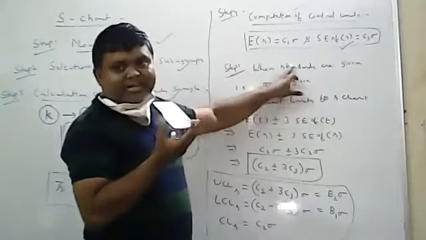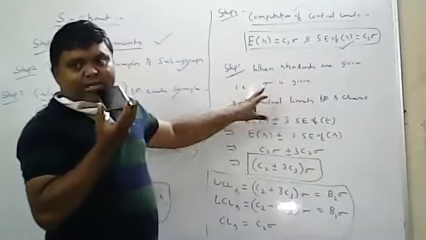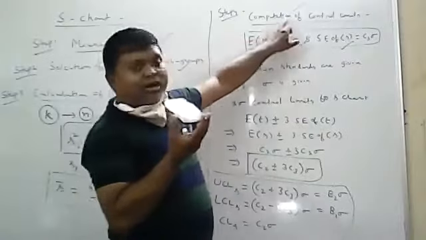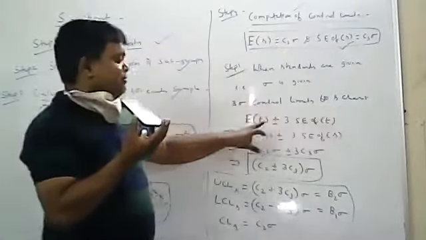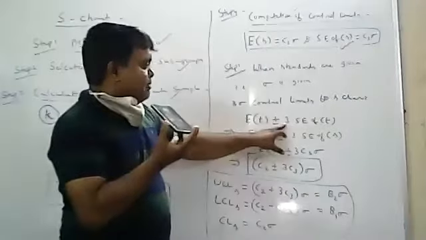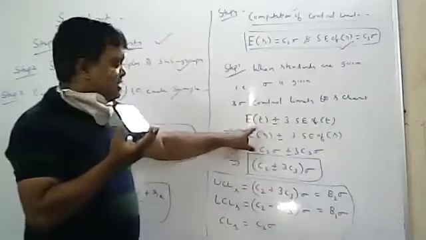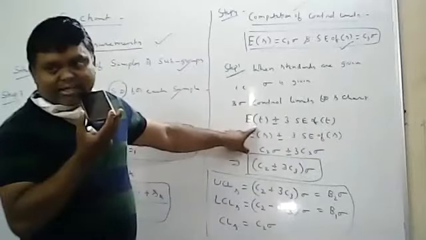Sigma value is given. Standards are given means sigma value is given. So therefore, what you have to calculate? You have to calculate the control limits. So the 3 sigma control limits of S chart is given by expectation of t plus or minus 3 into standard error of t. This is the general formula for any chart.